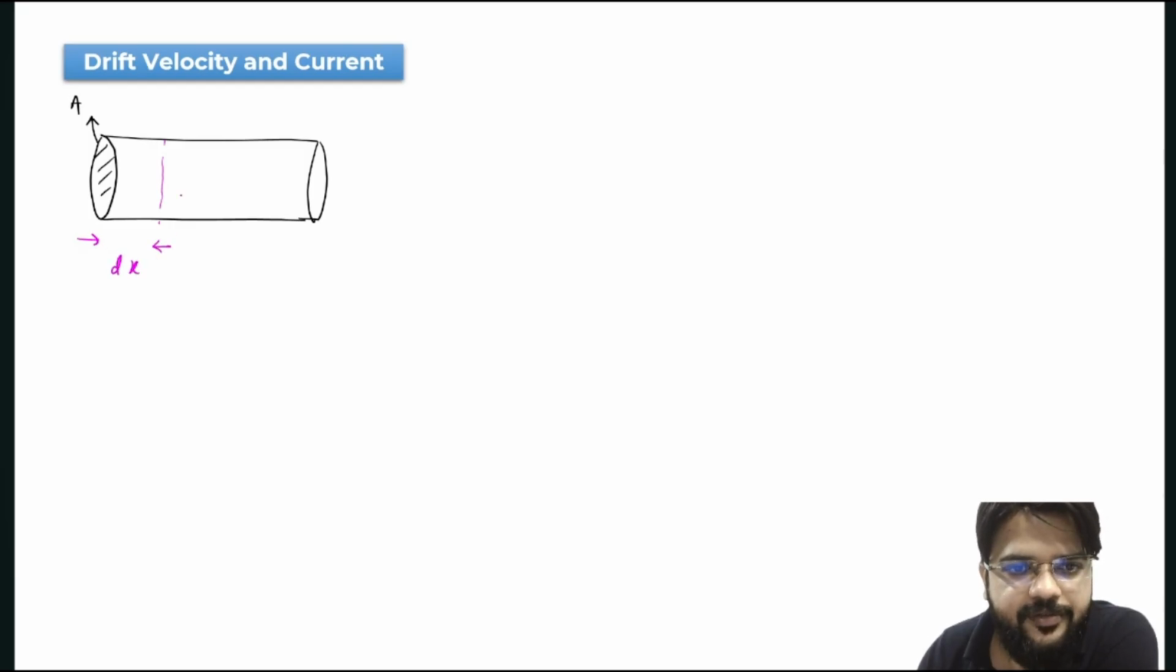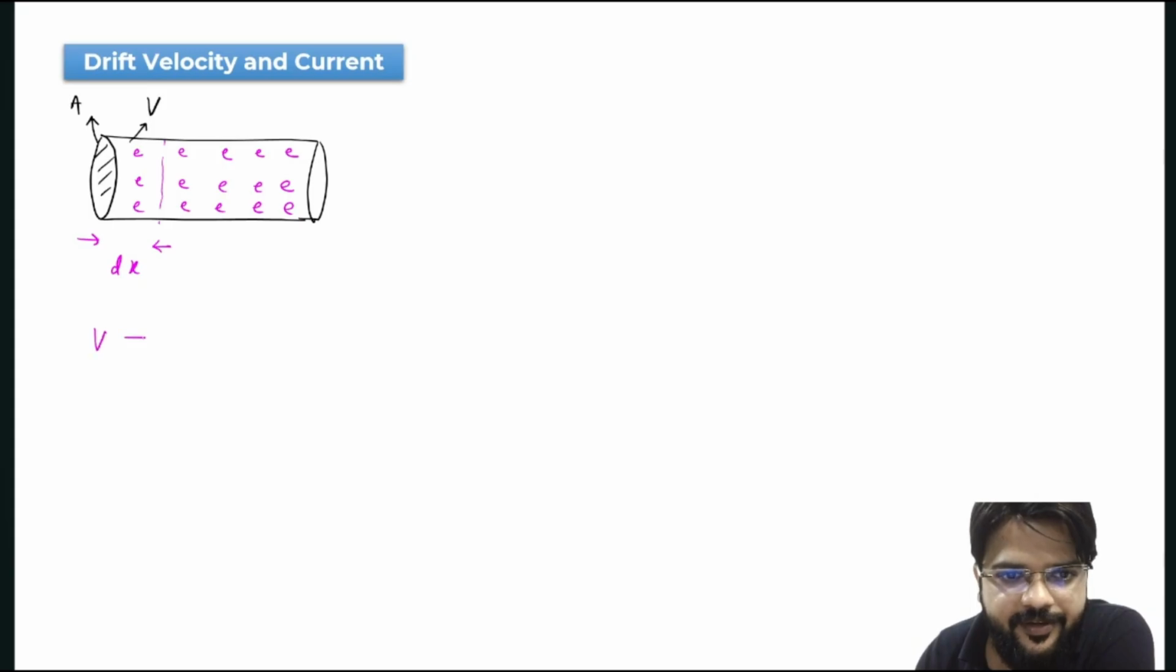And what is the drift? This thing we already know. Correct? And why are we getting drift? Those are all things we know. And inside this wire we have some free electrons also. So these all are free electrons. Let's suppose the volume of this dx region is V. Correct? So if I write here V, this volume can be written as A into dx.